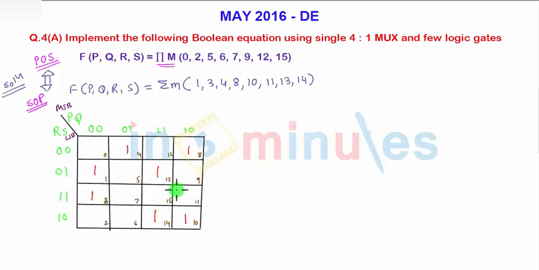Now before making the K-map, let me tell you how we are going to take the help of this K-map to draw the 4:1 mux.